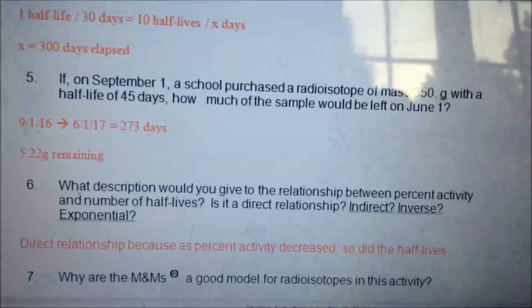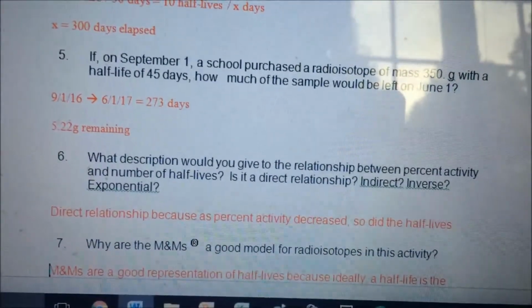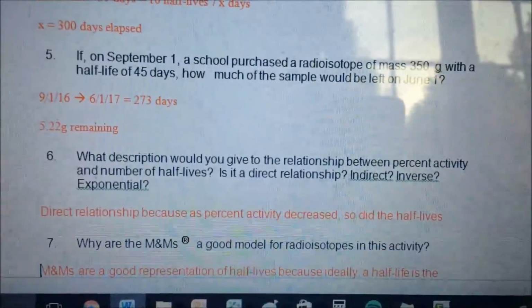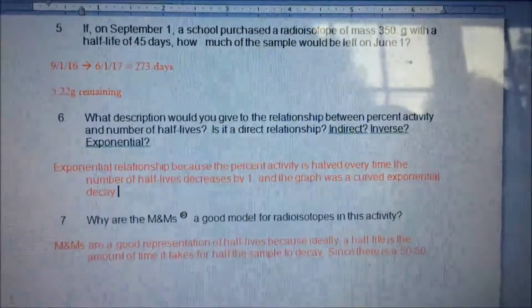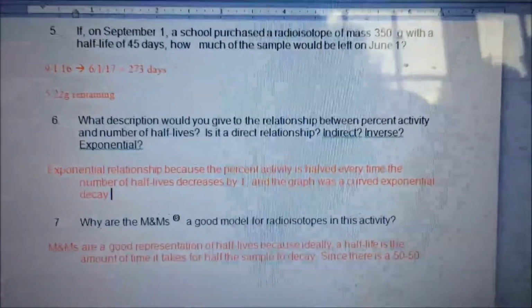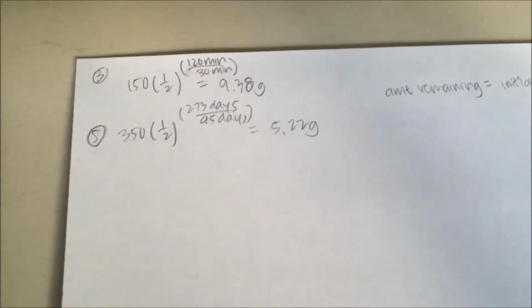So for number 5, I calculated and I found that from September 1st, 2016 to June 1st, 2017 is 273 days. So it stopped recording, but for number 5, I ended up getting 5.22 grams remaining, and I just calculated with the same formula as before.